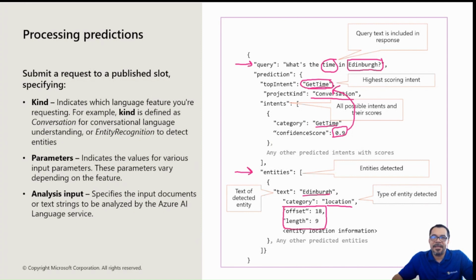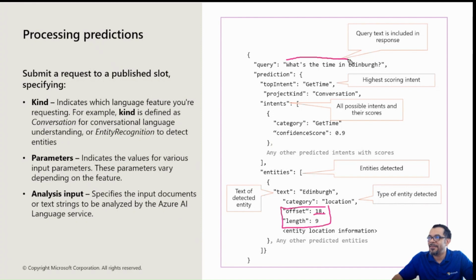The offset defines exactly where in the request this resides. So this is saying 18, which means if you count 18 spaces this way, it would start right there at the E. And then the length is the length of the word itself, which is 9.